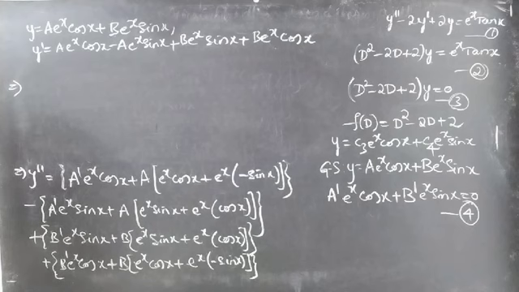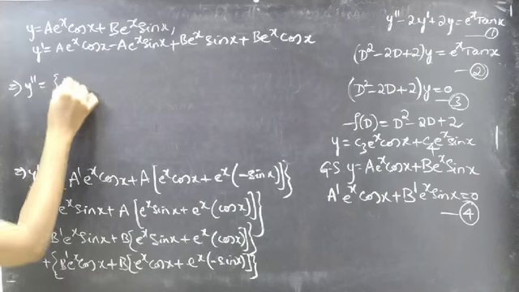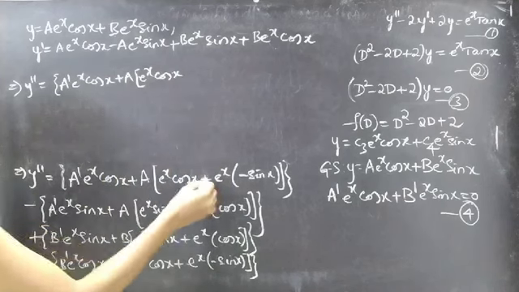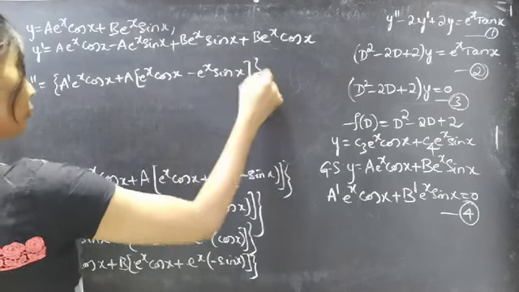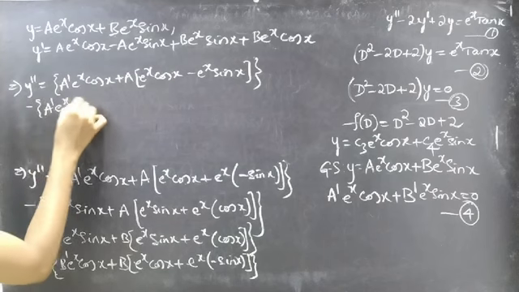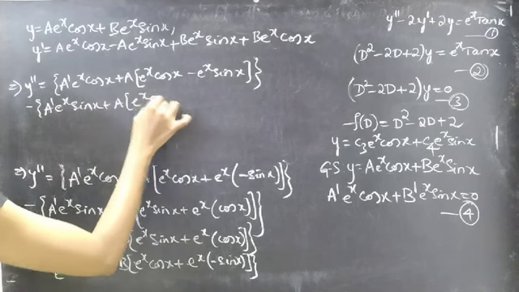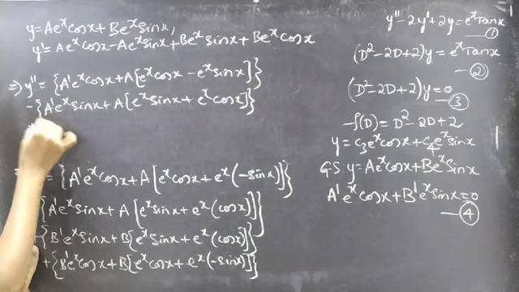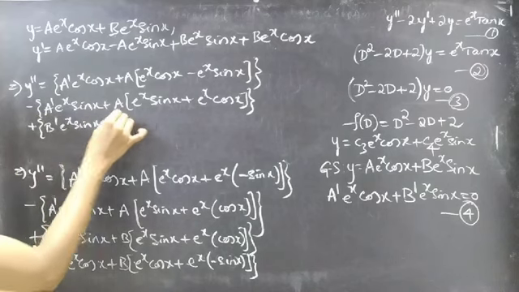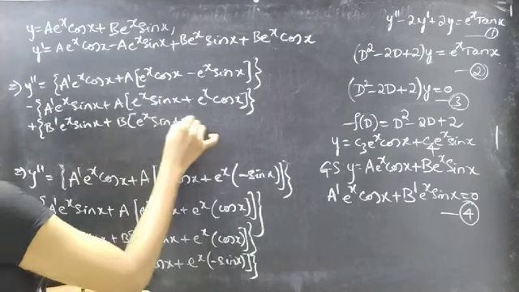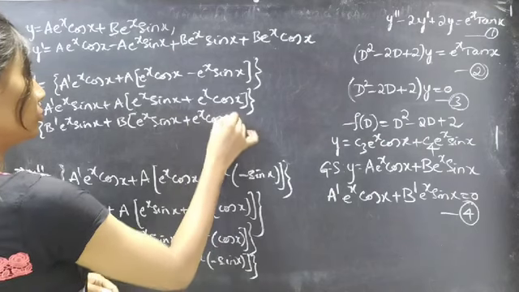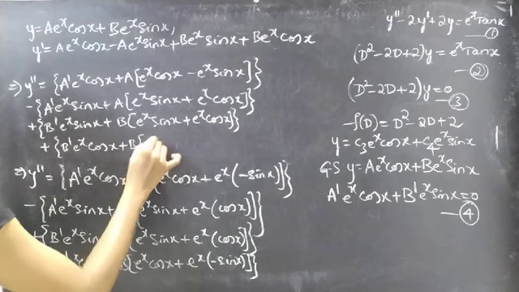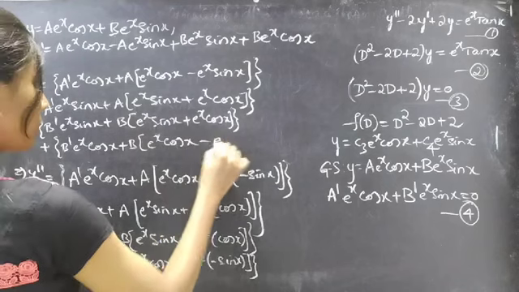Which gives us a' e^x cos x plus a times e^x cos x plus into minus e^x sin x, minus of a' e^x sin x plus a times e^x sin x plus e^x cos x, plus b' e^x sin x plus b times e^x sin x plus e^x cos x, plus b' e^x cos x plus b times e^x cos x plus into minus e^x sin x.